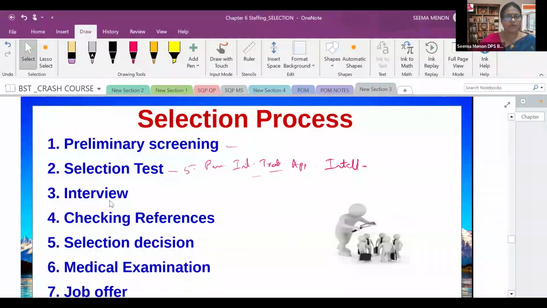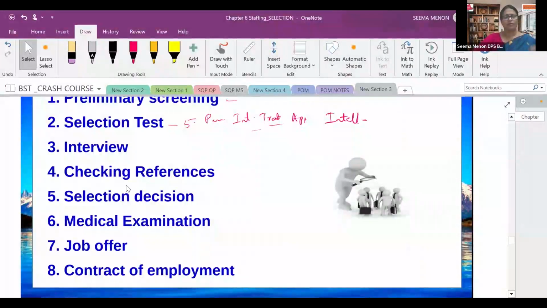Then comes the interview, a one-to-one interview to understand their efficiency, their effectiveness, how capable they are. Then checking references with various authorities or organizations. Then comes the selection decision. They will decide the best candidate, who has to clear all the above 4 levels. After that, medical examination for medical fitness, then job offer. They will inform the employee to join within so and so date with all the terms and conditions, and the date of joining will be mentioned in the job offer.